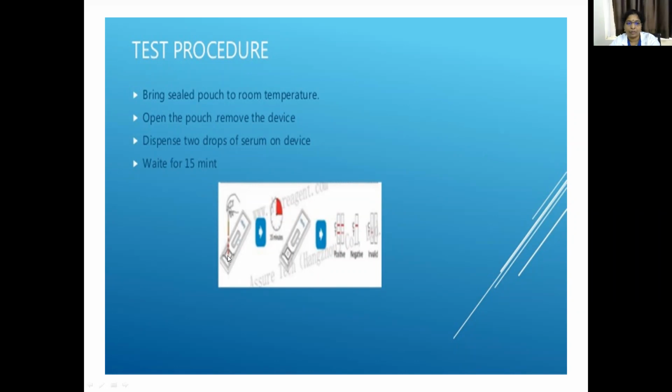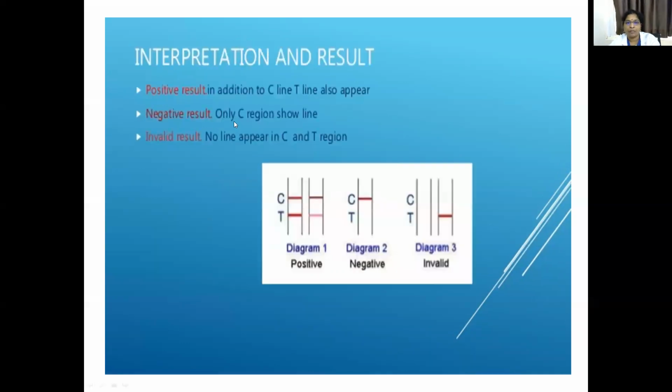You have to pour 2 drops of serum in the sample pad area and wait for 15 minutes. Within 15 to 20 minutes, you first get the control band, and if the test is positive, you will get the test band also. So how will you interpret the result? Positive test means what? There should be a colored band in the control region and in the test region also.